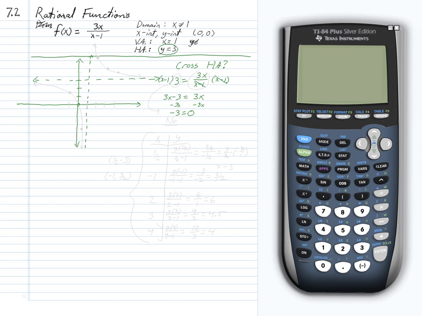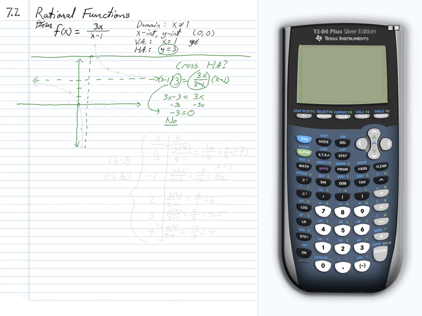So since negative 3 is never 0, this is kind of like with those systems of equations type problems, the conclusion that I started from, that my function can never be equal to its horizontal asymptote, led me to a contradiction. So we don't ever cross.